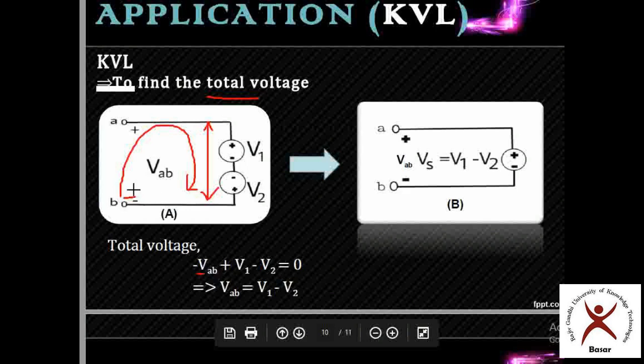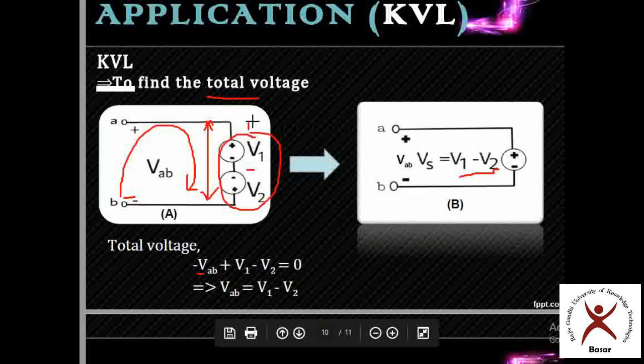The starting terminal is negative, and here the first terminal is plus, so plus V1, and here the starting terminal is minus, so minus V2. So I have written KVL in this loop. VAB is the voltage across points A and B, and that equals V1 minus V2. So I can replace these two voltage sources with one voltage source whose value is V1 minus V2.